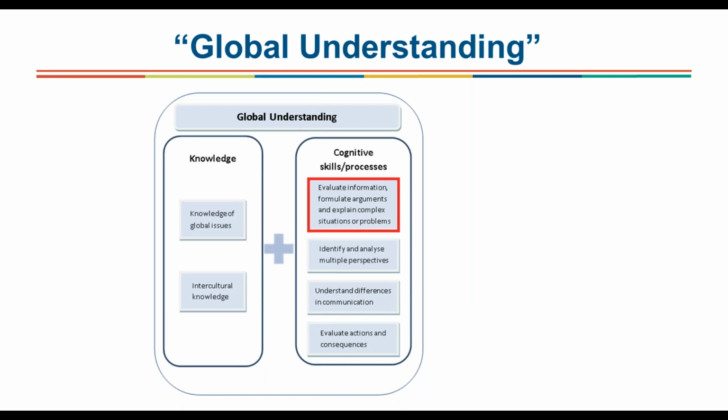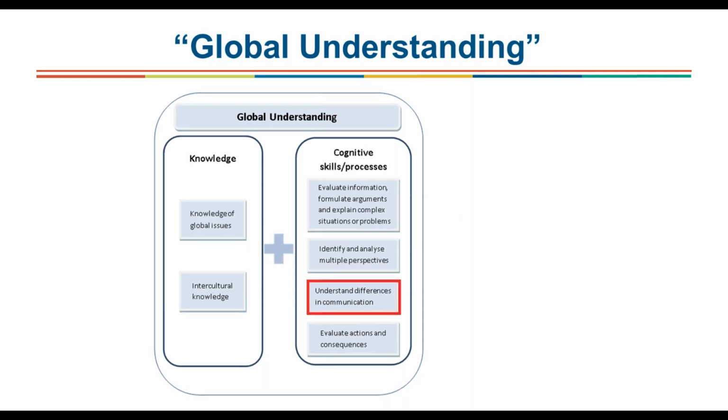And in the PISA framework, we define 4 cognitive processes that are interrelated and that students need to develop in order to be able to have a high level of global understanding. The first one of these is the ability to evaluate information, to formulate arguments, and to explain complex situations or problems. The second of these is the ability to identify and analyze multiple perspectives, and being able to position and connect your own perspective with those of others.